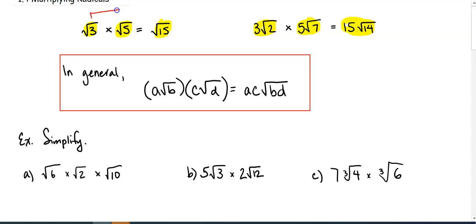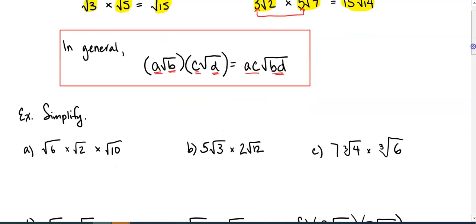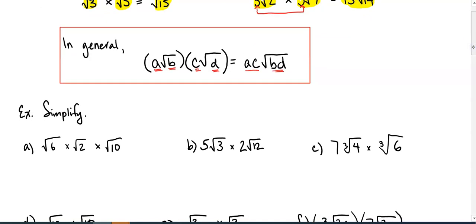We can just multiply the radicands together, and we can multiply the numbers in front of the radical together. Okay, so we just take a times c to get ac. We take the b times the d to get the answer under there. And it's as simple as that. The only thing that makes it a little more difficult is we have some simplifying to do at the end, because our final answer should always be simplified.